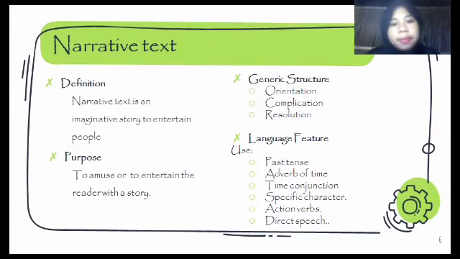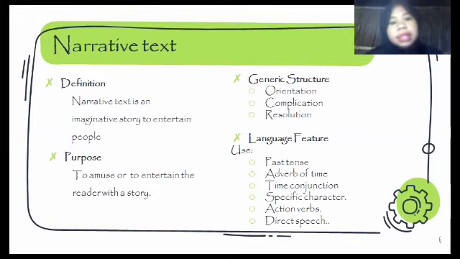Fourth, specific characters. This text uses specific characters. The characters of the story are specific, not general, like the name of the character itself, like Anna, Elsa, Snow White, etc. Fifth, action verbs, verbs that show an action, the characters' action, like Elsa wrote or Anna walked, etc.